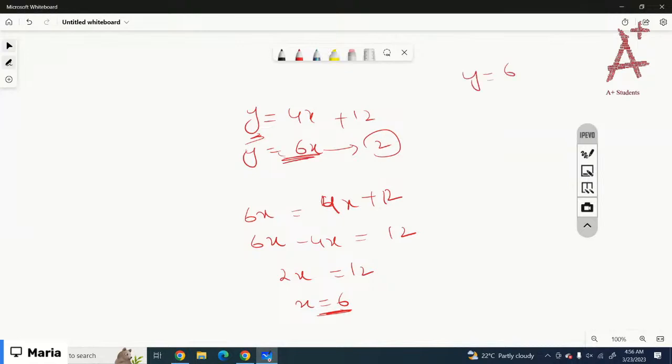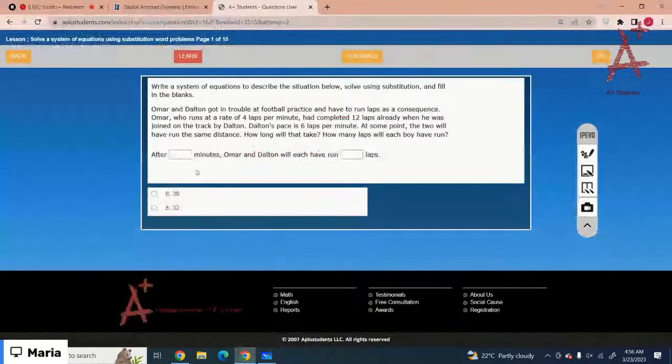It would be y equals 6 times 6, and 6 times 6 is 36. Got it? That means the answer is 6 and 36. That means after 6 minutes, Umar and Donald will have run 36 laps. So it would be 6 and 36.